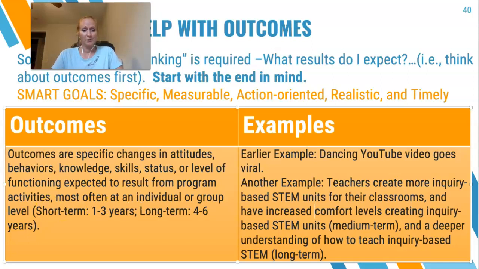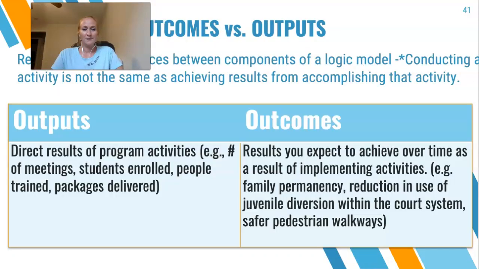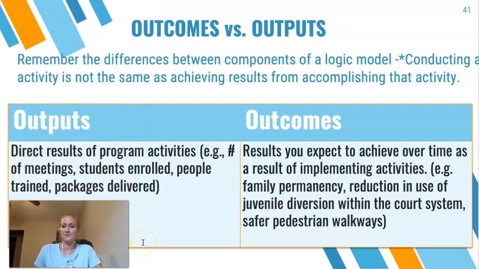And when you start with these goals in mind, it can drive a lot of the rest of what happens in the logic model. Okay, so let me take a moment just to clarify outcomes and outputs because they get confused all the time. So remember the differences between components of a logic model. Conducting an activity is not the same as achieving results from accomplishing that activity. So you have to separate the doing from the what happened, okay?